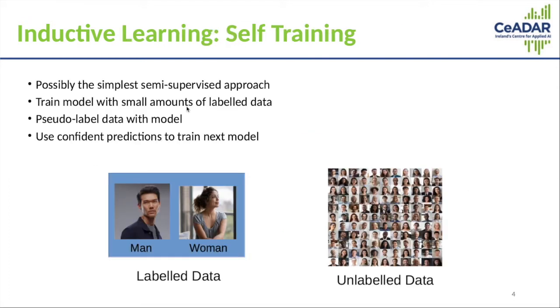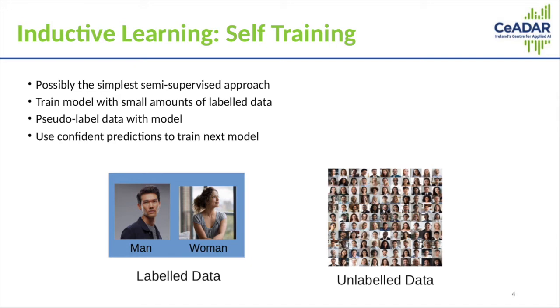semi-supervised paradigms. The simplest example of inductive learning, and possibly the simplest example of semi-supervised learning in general, is what's known as self-training. So this is a procedure where you can take any supervised method for classification or regression and modify it so that it works in a semi-supervised manner, taking advantage of labeled and unlabeled data. So the procedure is quite simple. You begin with a small amount of labeled data. In this case, it could be images, and you use this to train a base model using normal supervised methods.